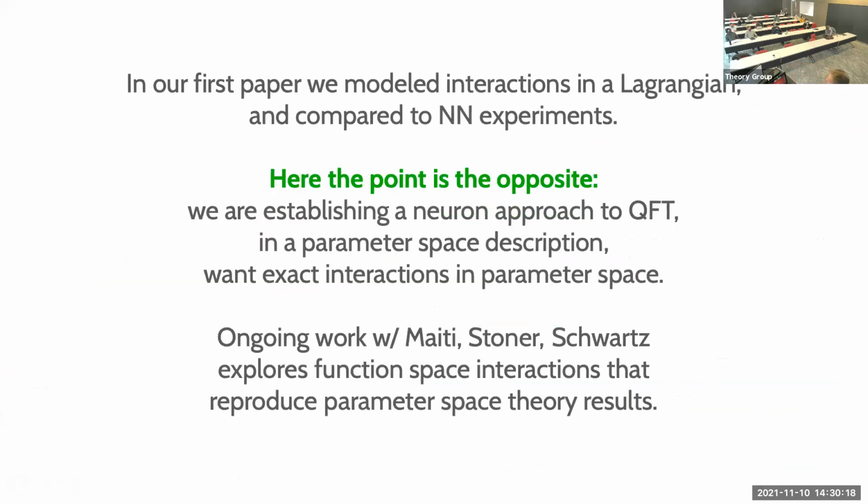Okay. So in our first paper, we modeled interactions in a Lagrangian and compared to neural network experiments. Here it's the opposite, where we're trying to do everything directly in parameter space, and we want to have integral expressions which we may or may not be able to evaluate in general, that are the exact interactions in parameter space. So there's ongoing work with Matt Schwartz and with my students exploring function space interactions that reproduce these theoretical results computed in parameter space.